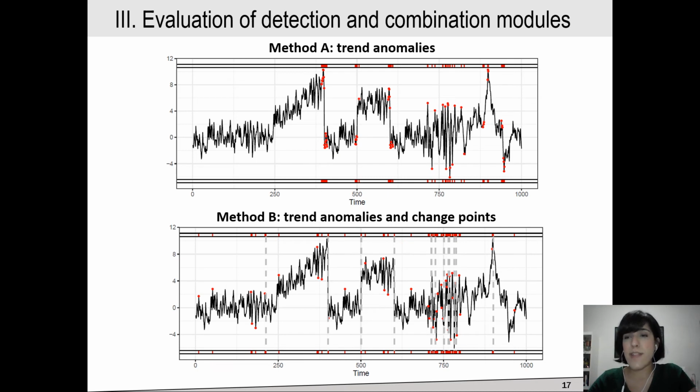So to assess the event detection and the combination modules, we use the non-stationary synthetic time series that we have built. The first plot here shows red dot markings corresponding to trend anomalies that were detected by a given method A that specializes precisely in detecting this type of event. Trend anomalies can also be observed in the second plot that shows the detections by a different given method B, and this last method, however, is also able to detect change points, represented by these dashed vertical lines showing sudden changes in behavior.